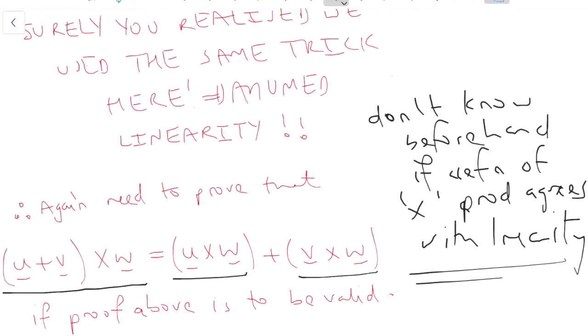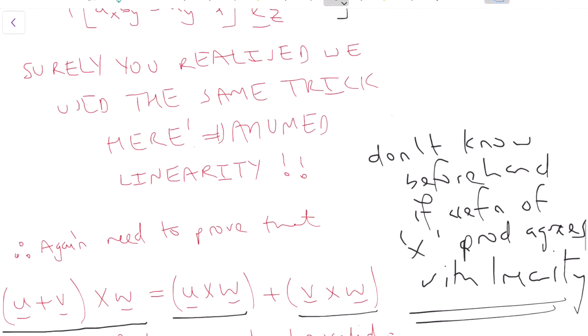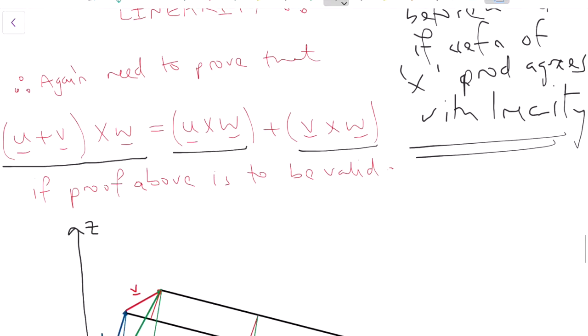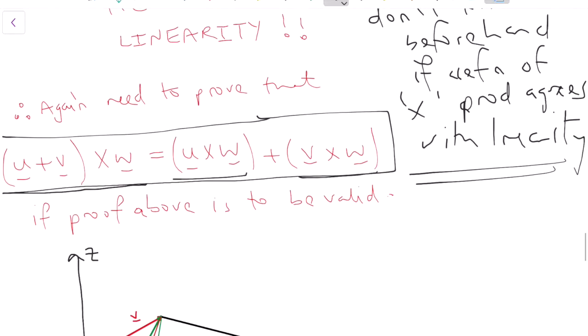And by definition of cross products, I mean the geometric definition. So we don't know whether we are allowed to distribute over the brackets. So how do we prove this? How do we prove u plus v cross w equals u cross w plus v cross w using only geometry?